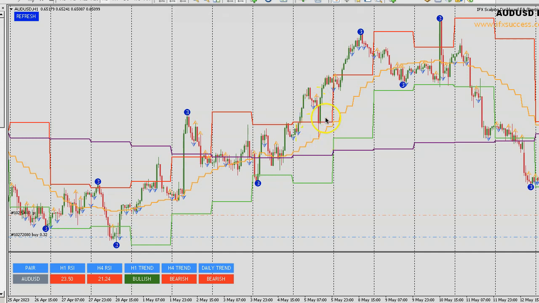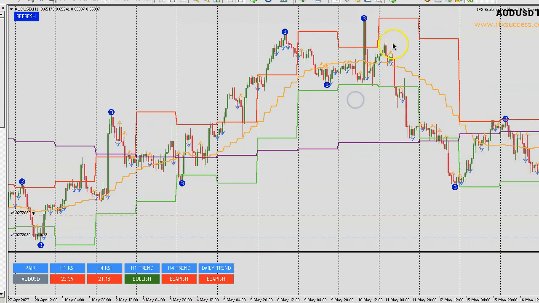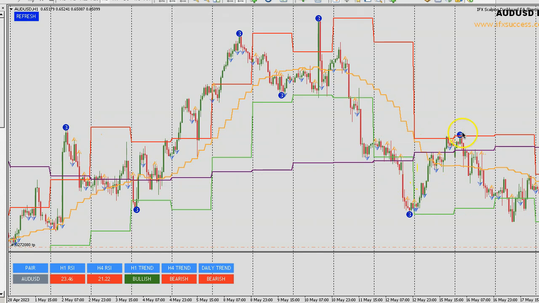We had a pullback entry right here. Finally, we had another pullback entry right here. Then if the H4 would have been bearish, then we could have looked for a sell entry right up to here. It went a little bit lower, and then finally it went back up again to keep on going down because it crossed down the moving average, all right?